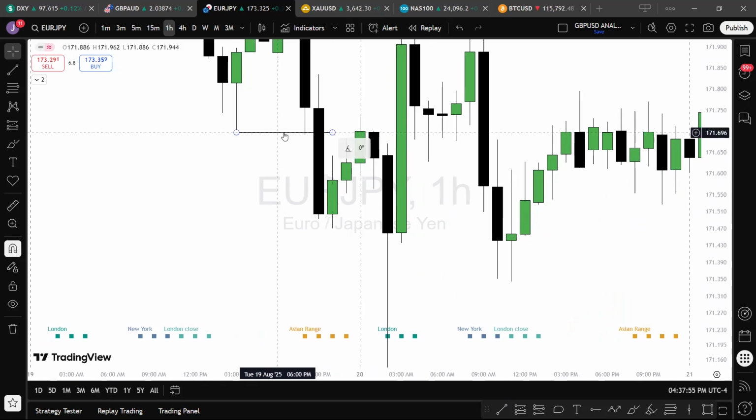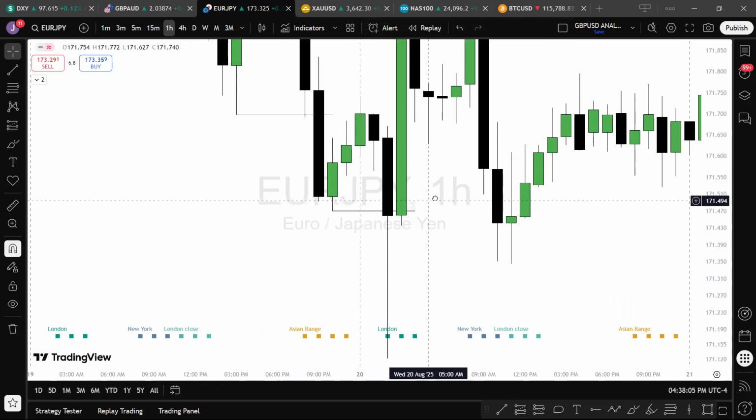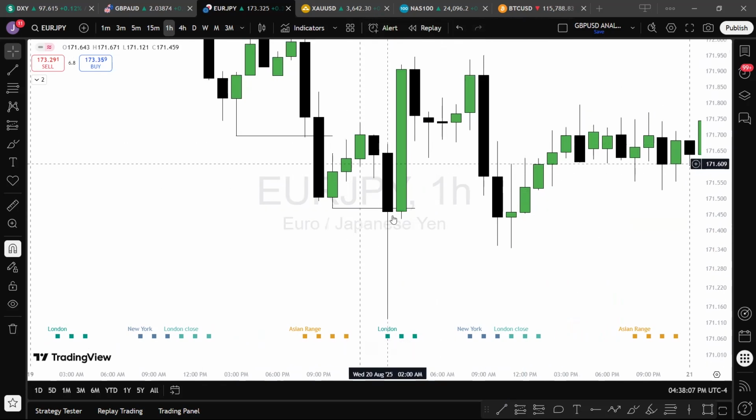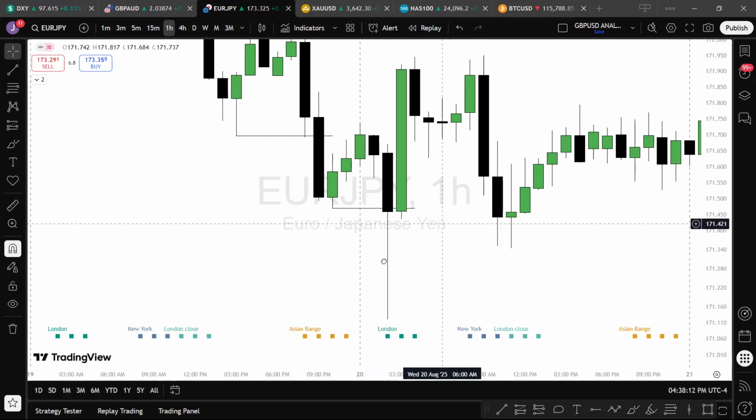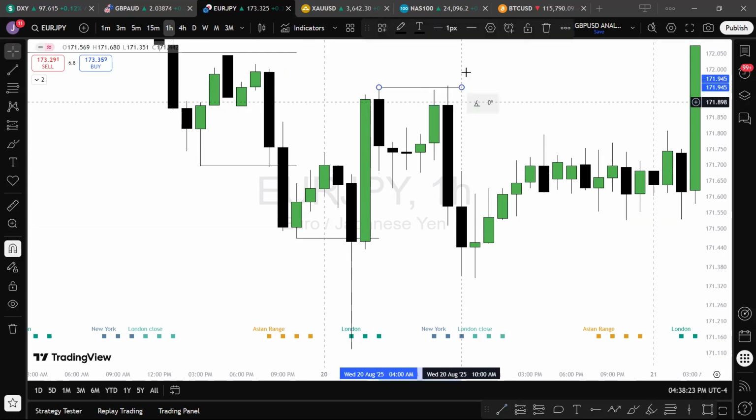Now, as soon as price broke this low, you can see that it did not leave a fair value gap. Instead, it left a wick. So as it broke this low, no fair value gap was here. It just left a wick. And you can see how price reversed. Here again, you can see how price took out this low.